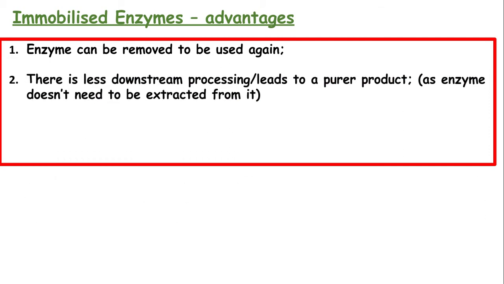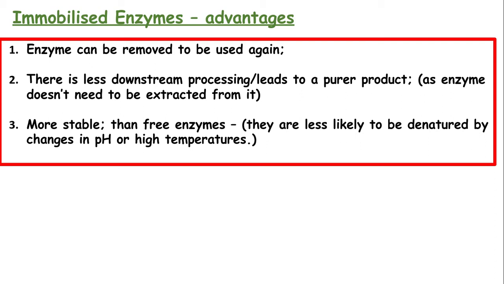So here are some advantages. These are taken from the mark schemes. The enzyme can be easily removed to be used again. There's less downstream processing, as I mentioned before. It leads to a purer product because the enzyme doesn't need to be extracted from the product. And immobilised enzymes are also more stable, because they're less likely to be denatured by pH or high temperatures, because the immobilisation kind of protects them. So, for example, if they're protected by a membrane or clay or carbon products, they're just a bit more protected from the elements, so to speak.